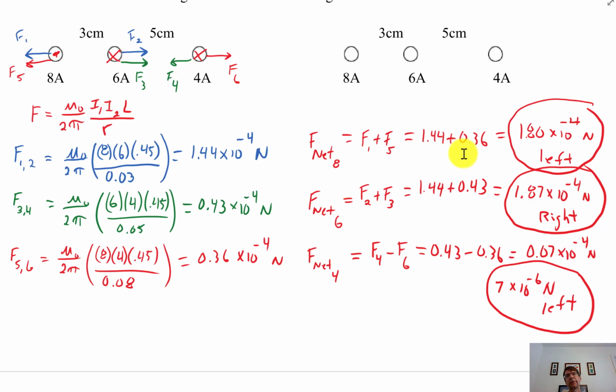With the exponents, I put that back in so I can add them. That's 1.80 times 10 to the negative fourth, that's the exponent, newtons, to the left, because the diagram shows left. And then the same thing for the 6 amp wire, the answer's to the right.